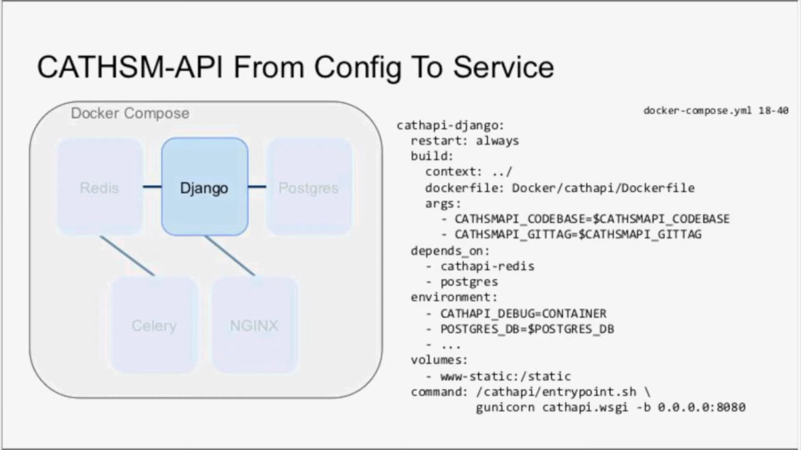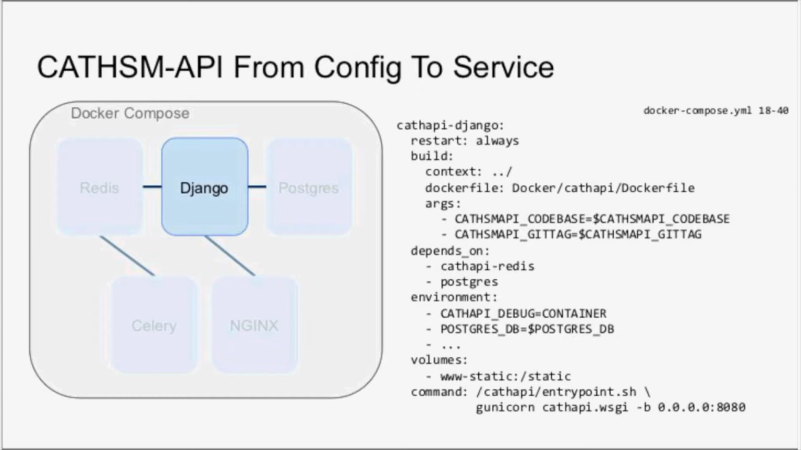This is controlled by the args section in this build block. Below this is the definition of what Django depends on. Of course, we need Redis and we need Postgres as the database. Otherwise, Django doesn't run. In that way, Docker Compose makes sure that Django is only started after Redis and Postgres, and is also shut down before Redis and Postgres if you want to shut this down.